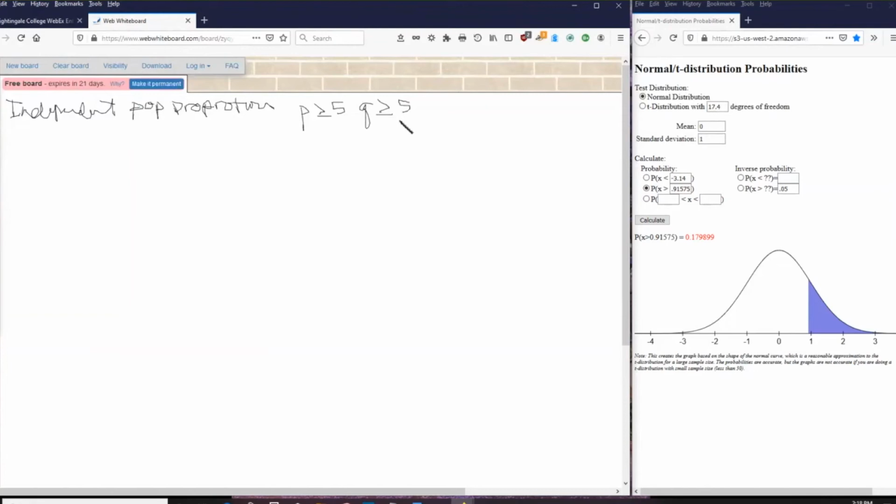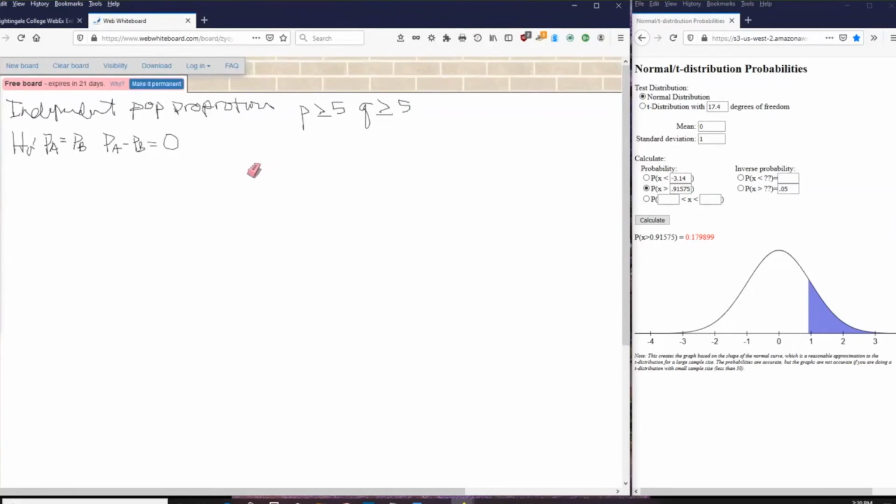If we have those qualifications, then we can approximate a normal distribution using the binomial principles of success and failure. So with this, we're going to have a normal distribution. Our null hypothesis is going to say that P of A is going to equal P of B, which is the same as saying P of A minus P of B equals 0.